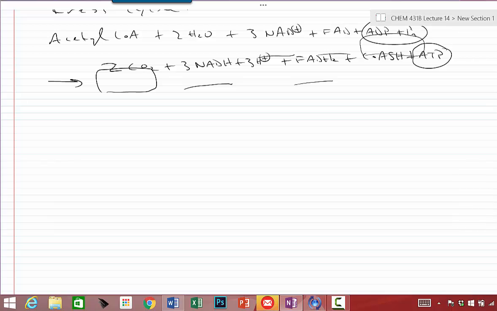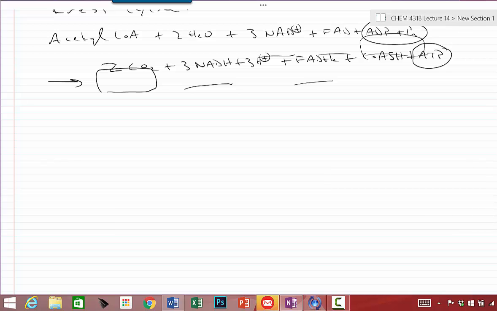citrate synthase. Citrate synthase. Okay. Next, we've got an isomerization reaction occurring here. So in the next step, we're going to go from citrate to D-isocitrate. Okay. And we're going to remove a water from this citrate.